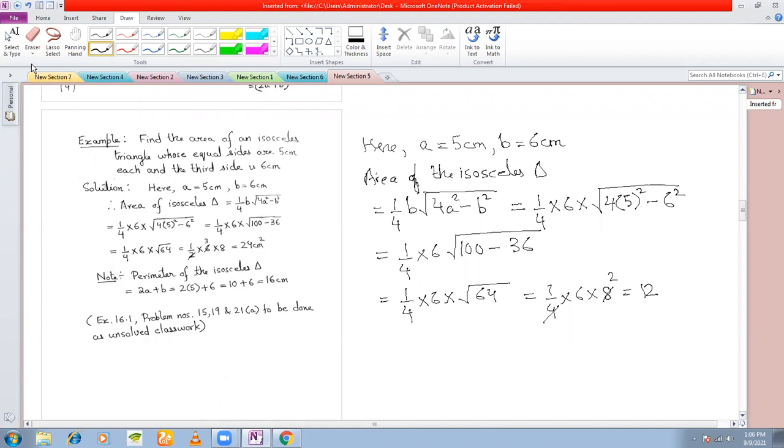Okay, I have made a mistake here. I have taken this as half. This should be 4. So this will cancel here with 2. You actually get this answer should be 12 centimeter square. Okay. So this is 12 centimeter square. Any question? So easy enough.